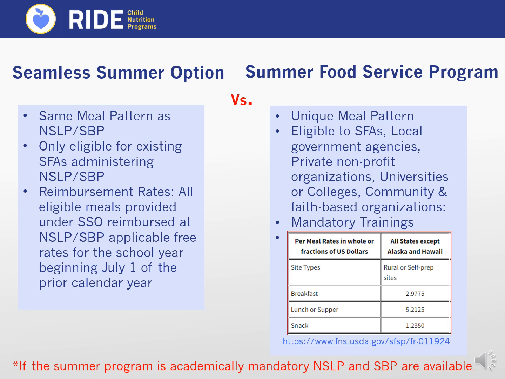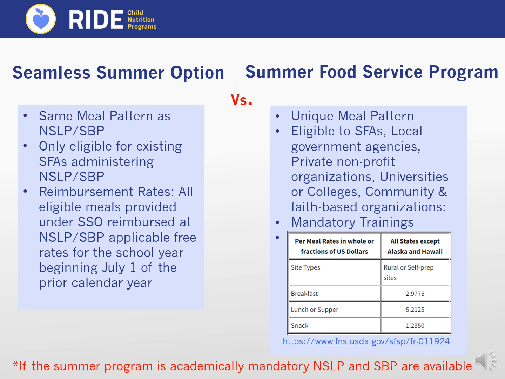So the seamless summer option. It's the same meal pattern as the National School Lunch Program and the School Breakfast Program. So that's easy enough to remember or to know. It's only eligible for existing SFAs already administering one of those programs. And for the reimbursement rate, all eligible meals provided under SSO are reimbursed at the NSLP/SBP applicable free rates for the school year beginning July 1st of the prior calendar year.